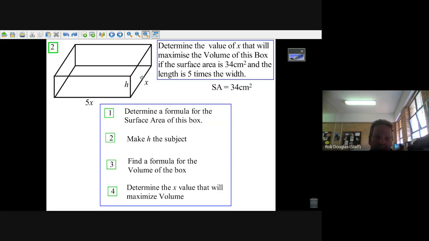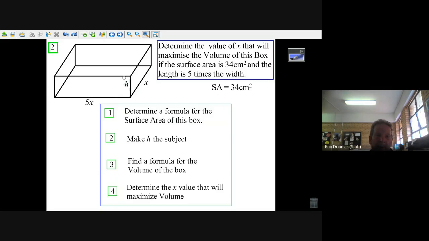So there's a right-hand side, which is x times h. That's right here. There's another one over here, so there's 2xh that way. Then there's h times 5x. That's the front and the back of this box. There's two of them, so there'd be 10xh there. Okay. And then you've got one more piece here.